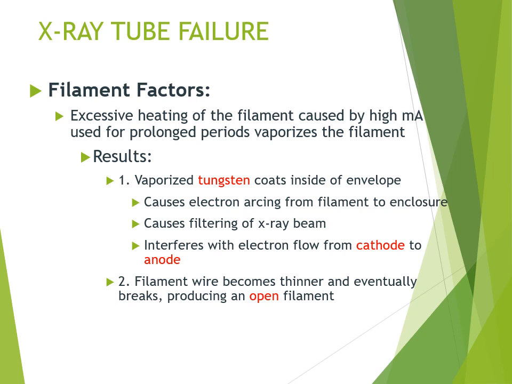So filament factors involve excessive heating of the filament caused by high mA used for prolonged periods, which vaporizes the filament. The result is vaporized tungsten that coats the inside of the glass envelope. This causes electron arcing from the filament to the enclosure because the electrons will be attracted to the tungsten. It causes filtering of the X-ray beam, which means we have less X-rays coming out as part of the primary beam, and it interferes with the electron flow from the cathode to the anode. Secondly, the filament wire becomes thinner and eventually breaks, producing an open filament, kind of like a light bulb when you break a filament inside of a light bulb.